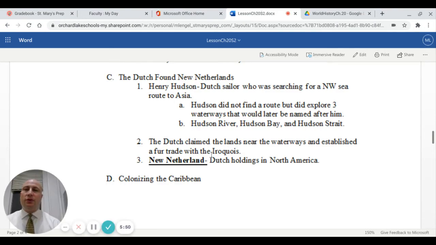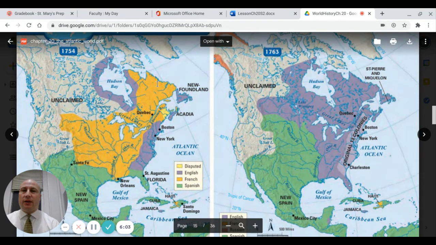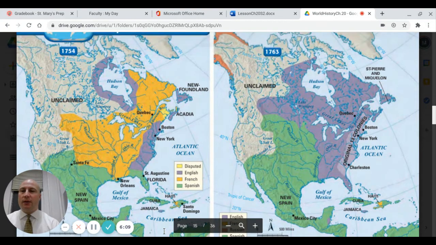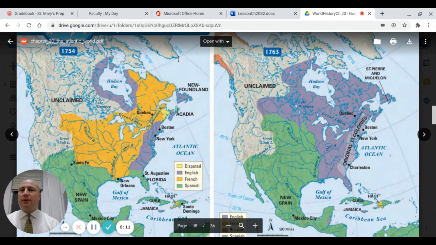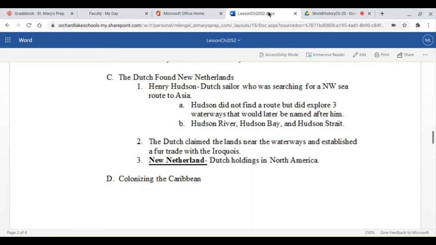and that's what we're going to talk about next. So when you think about the Dutch, they create what's called New Netherland. Henry Hudson was a famous Dutch sailor. He was searching for a northwest sea route to Asia. So if you look at the map, what Hudson's trying to do is get through up here and find a way to Asia. So instead of going all the way past the southern tip of South America, he wants to navigate through here. Really, though, it's not very successful.